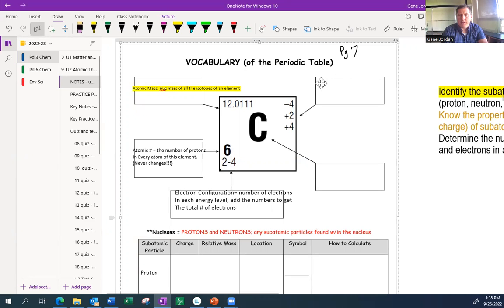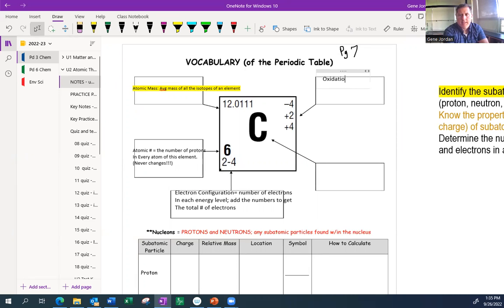These different integers up here, notice they're negative and positive, represent the oxidation numbers. So oxidation numbers, what are those? Well, briefly, it's the possible ions that this atom can form, so the possible charges an atom of an element can have.